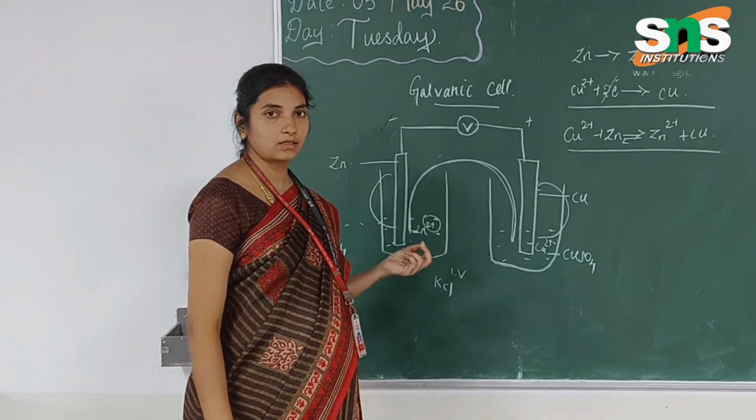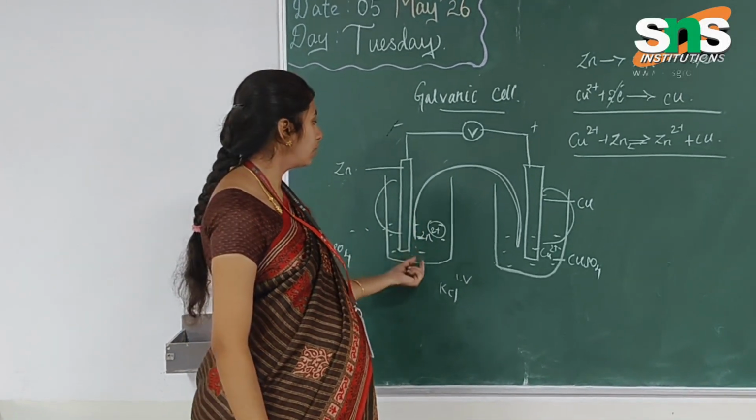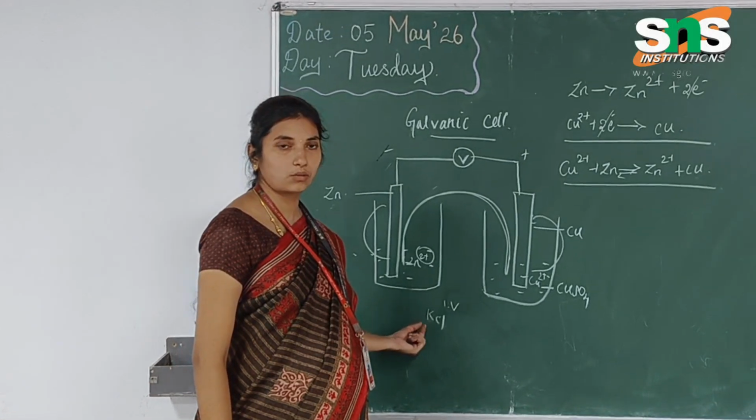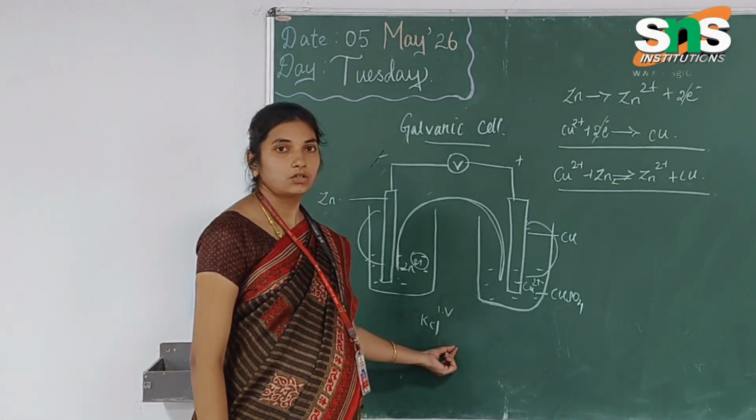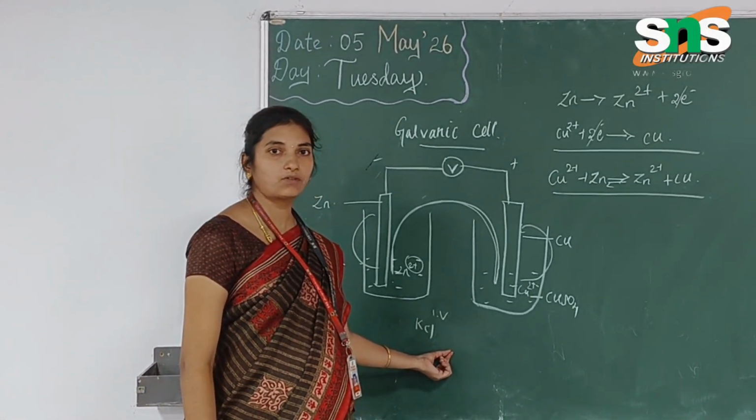Whenever the cell functions in this way and the electrons are transferred, it can produce a voltage of 1.5 volts. So this is clearly explained using the galvanic cell.